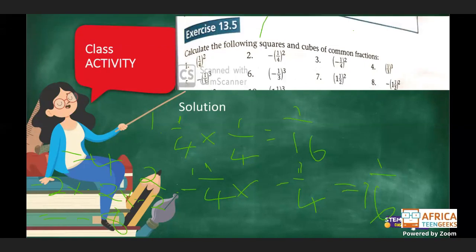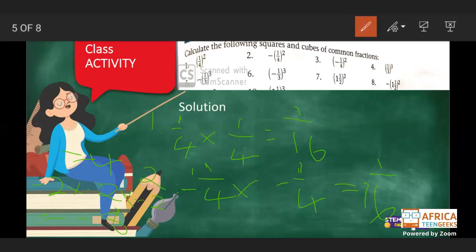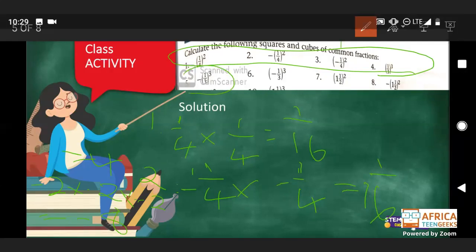We'll do this one right here because these are similar. We'll do number 5 because it's a bit different from all of them. Let's write it down right here. Number 5, we had something like this: negative, open brackets, 1 and 1 over 2, to the power of 2.